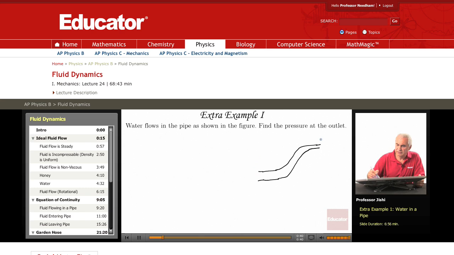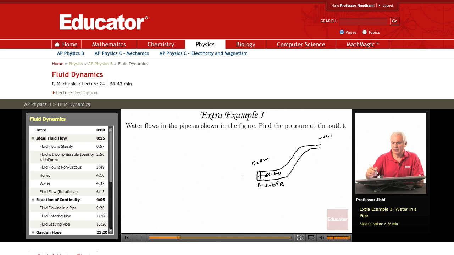We're given that the radius here is 8 centimeters. We're given that the velocity here, V1, is 1 meter per second. We're given that the pressure here, P1, is 2 × 10^5 pascals.